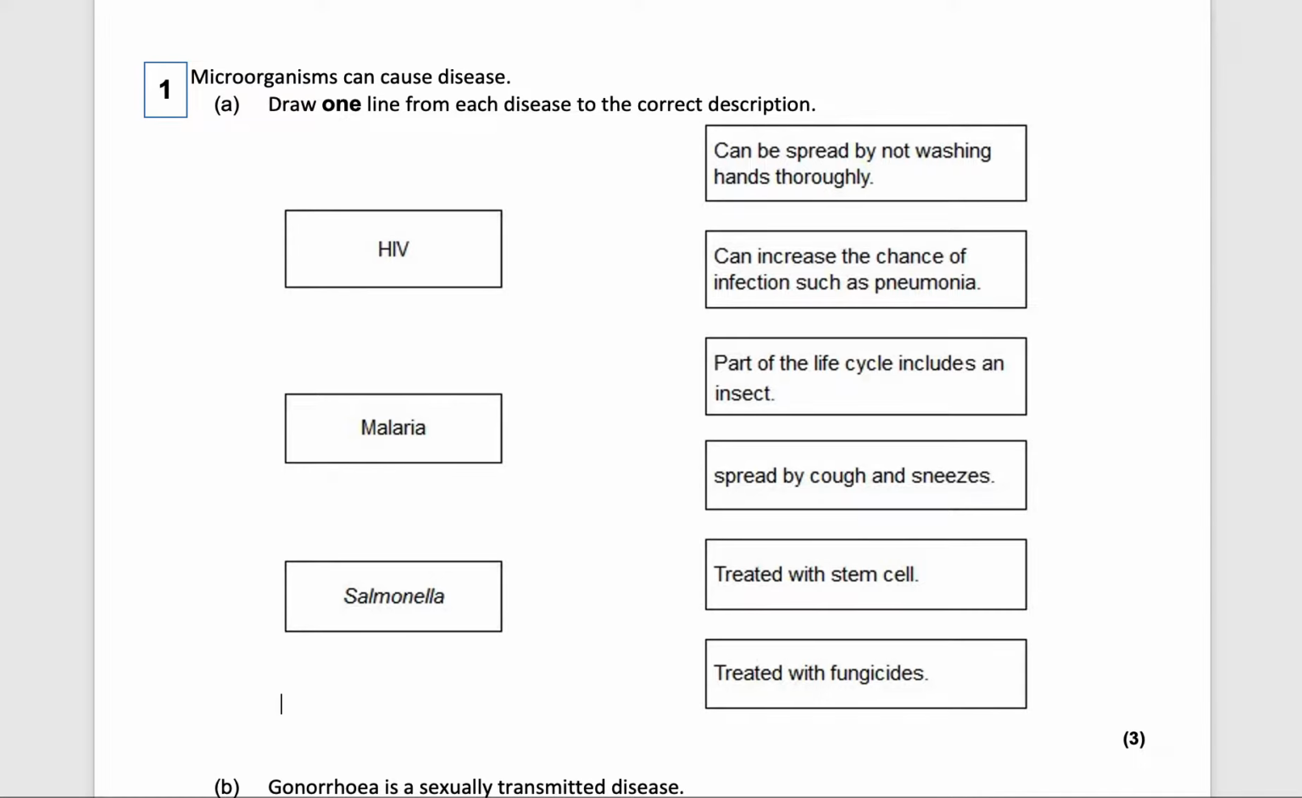Hi there and welcome to our video on some exam questions related to Module 3 Infection and Response. So this is our first question. Microorganisms can cause disease. Draw one line from each disease to the correct description.